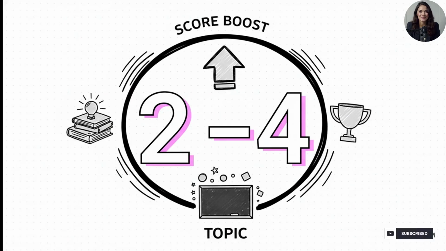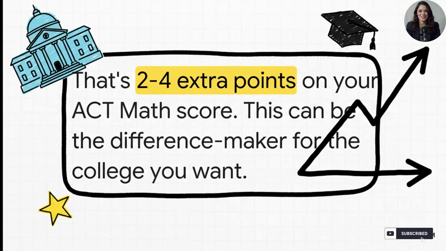See this number? This isn't just some random stat. Think of it as a target. This is the score boost you can realistically get just by locking in this one topic. That's right. We're talking 2, 3, even 4 extra points on your math score. And you know what? That can be the difference maker. It can be what pushes you over the edge for that school you really want. And it all comes from getting fast and accurate with these problems.